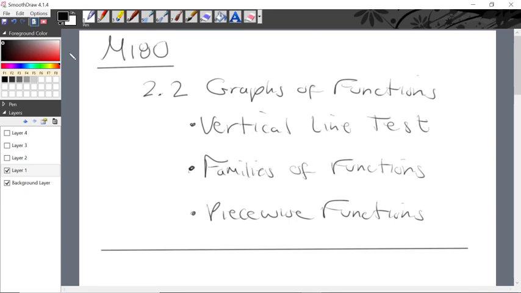Section 2.2 will be discussing graphs of functions. I will spend most of the time discussing piecewise functions, the graphs of piecewise functions, but also want to spend some time introducing several of the families of functions that we'll be seeing primarily throughout the course, and briefly revisit the vertical line test, which was already discussed in detail in section 2.1 with the lecture notes there.